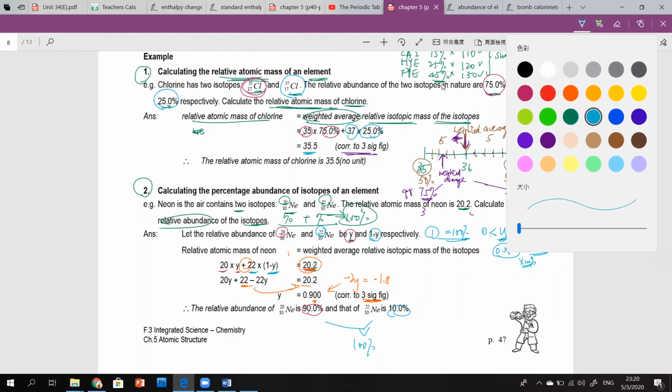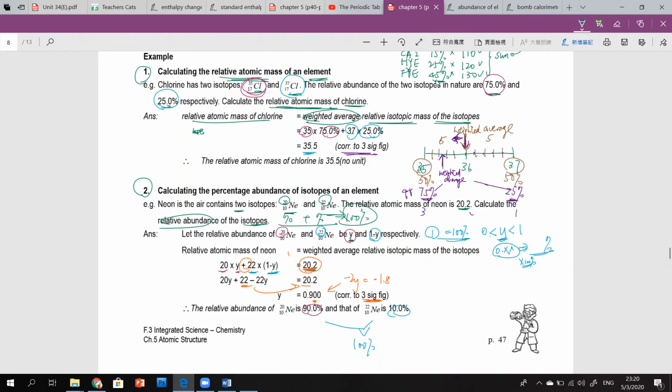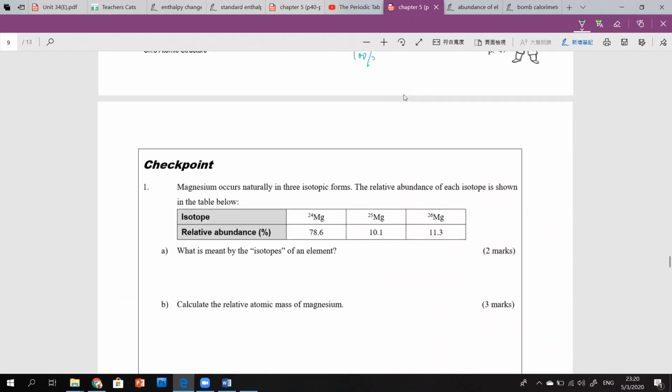So if you found it has an easy start, I'm sure you have no problem when you do the class practice on the next page. Okay, so shall we take a look at the next page? Now, checkpoint.